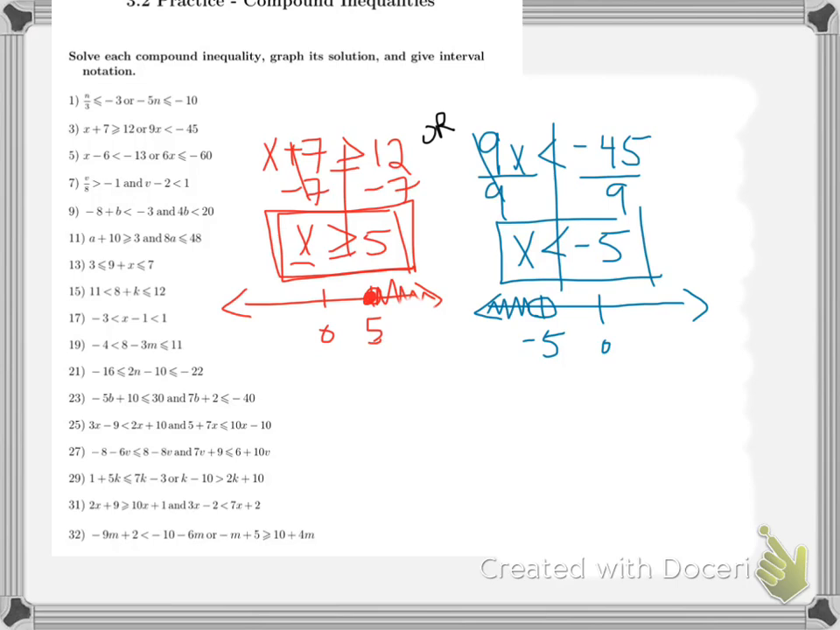Now, the interesting thing here, though, is that we weren't asked to graph these individually. This isn't good enough. Two graphs, not good. So when you put red and blue together, what do you get?